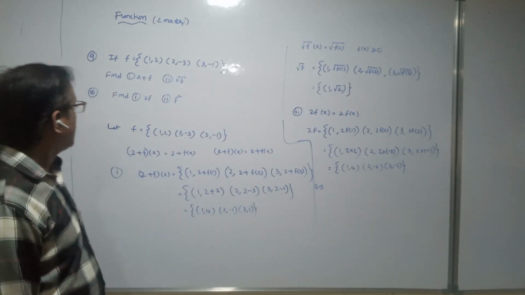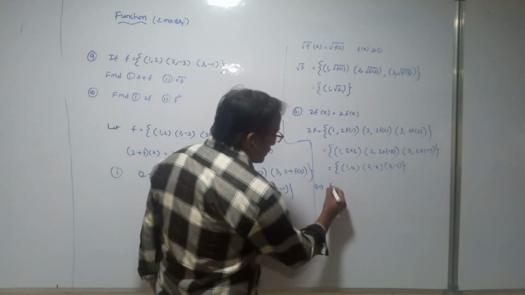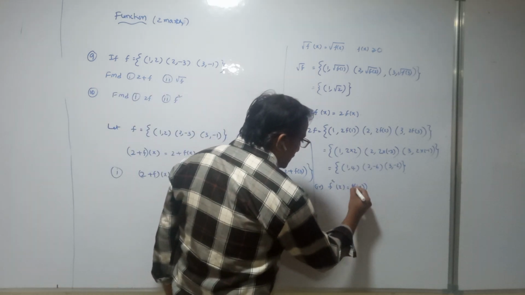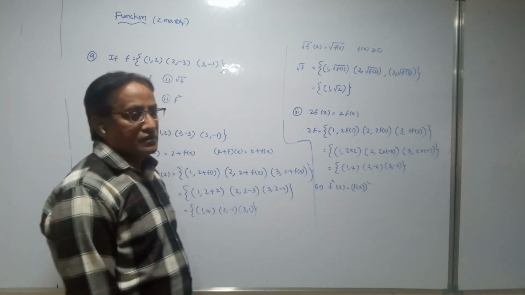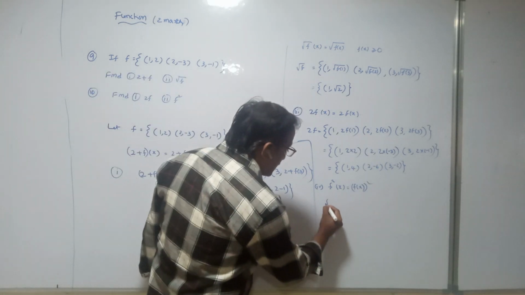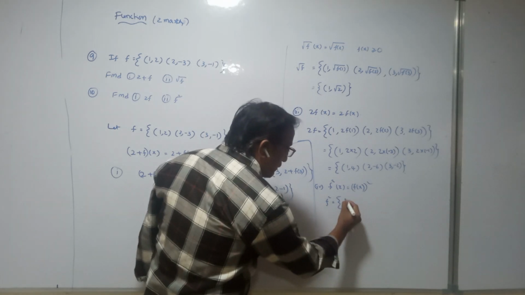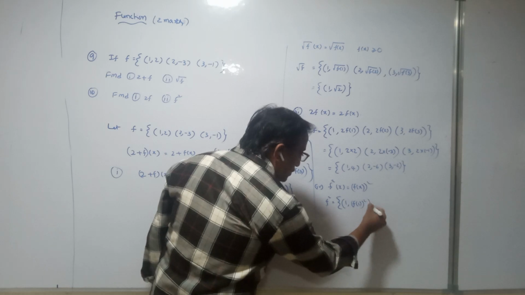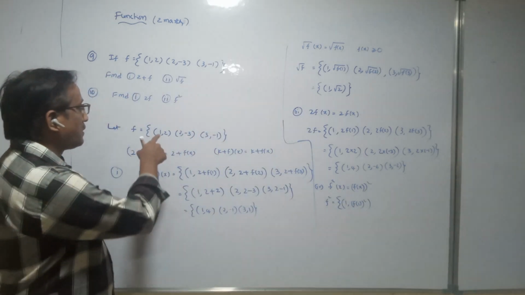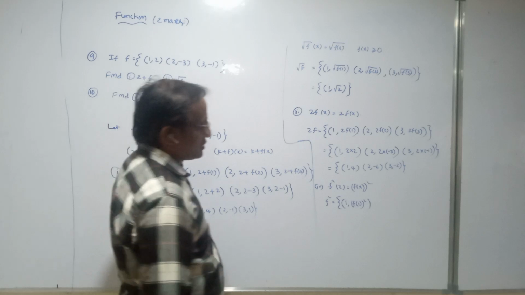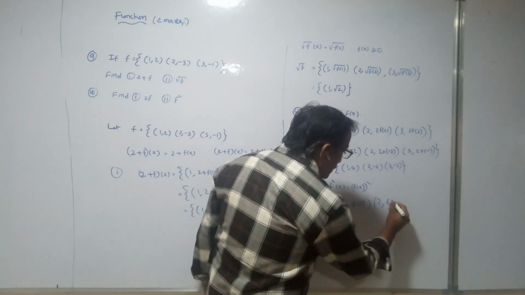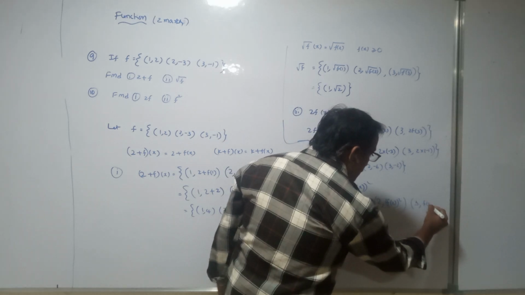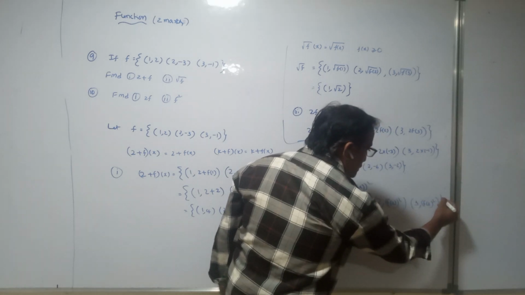And the fourth one, it is f square. f square of x is defined as f of x whole square. Okay, so f square is equal to the set of all (1, f of 1 whole square), next (2, f of 2 whole square), (3, f of 3 whole square).